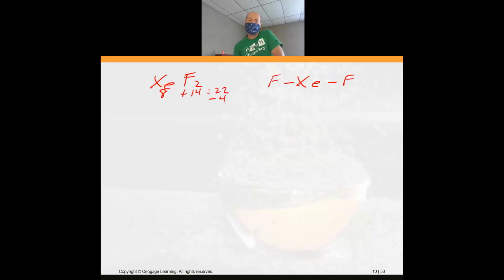So again, two bonds, subtract 4 electrons, 2 electrons for each bond. 18, 1, 2, 3, 4, 5, 6, 7, 8, 9, 10, 11, 12, 13, 14, 15, 16. We have two extra electrons. All right, and so again, the extra electrons will always go on our central atom.